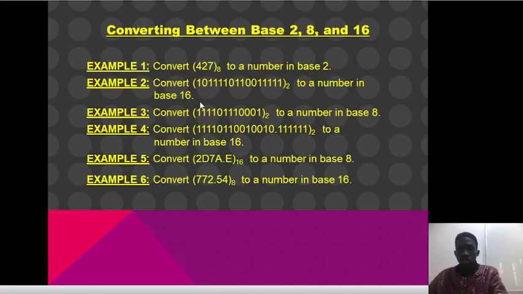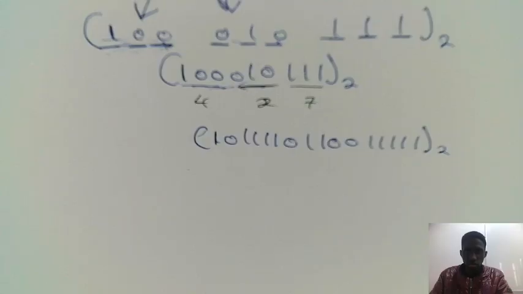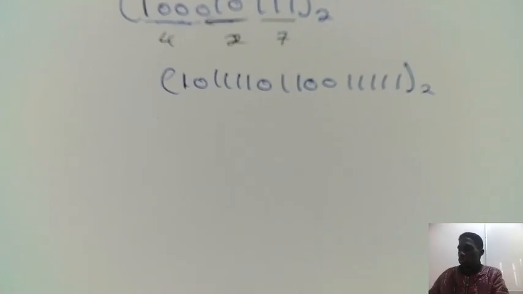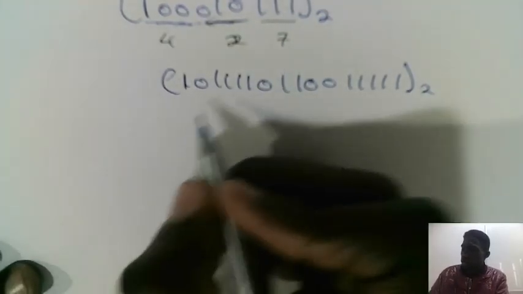It says we're converting 10111011 0111 1101 1111, that is 1011 1101 1001 1110 and then five ones, 11111 in base 2. We are going to convert that to a number in base 16. We want to convert this number to a number in base 16.